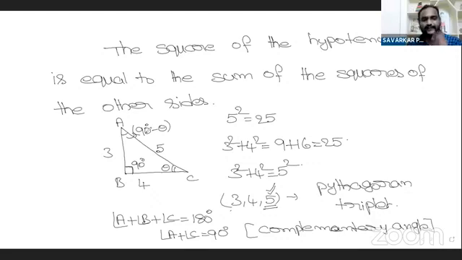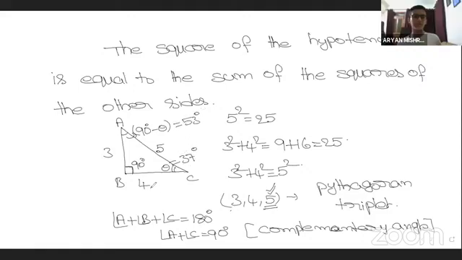For this particular triplet 3, 4, 5, the angle opposite to 3 is 37 degrees. When that angle is 37 degrees, what is the other angle? 90 minus 37, 53 degrees. The angle opposite to 4 is 53, and the angle opposite to 5 is 90. If you observe, the longer the side, the larger the angle. For 3 it is 37, for 4 it is 53, for 5 it is 90.